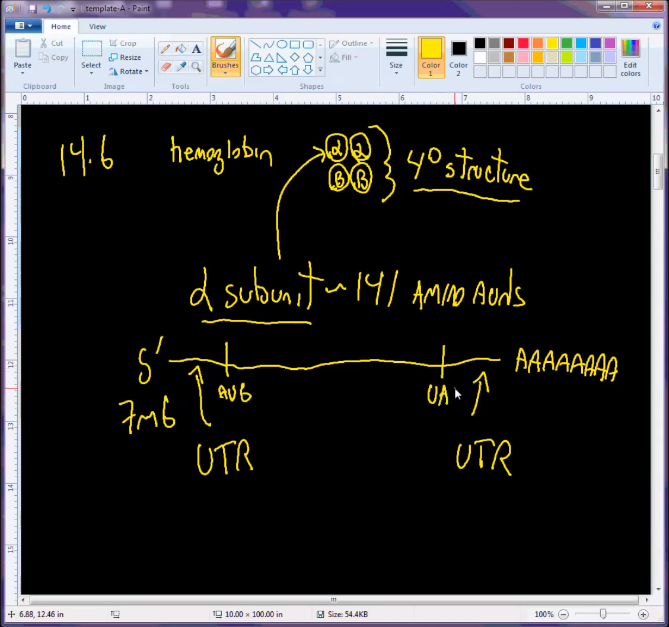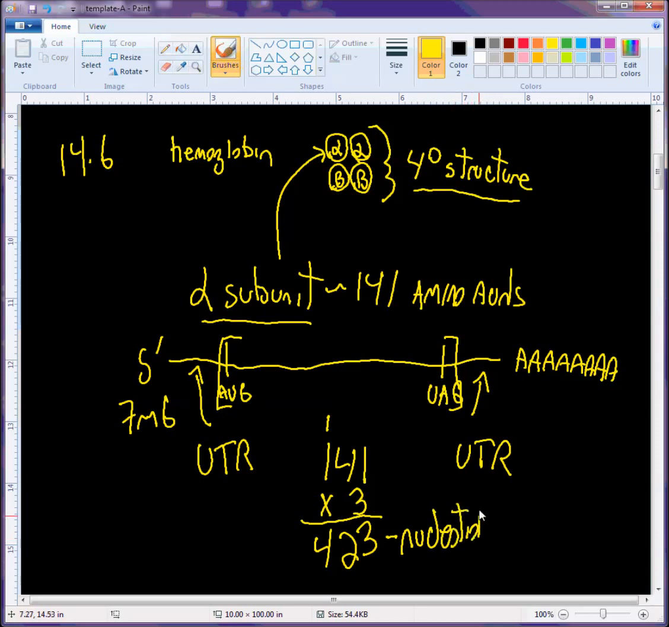And I don't know which one of the 3 it is, but let's just go with UAG. So we need to know how many nucleotides are going to be between this AUG and this stop codon there. So, well, this is pretty easy, right? So 141 amino acids times 3 nucleotides per amino acid. So that should be 3 times 1 is 3, 3 times 4 is 12, 423, yeah, it looks about right. So 423 nucleotides.